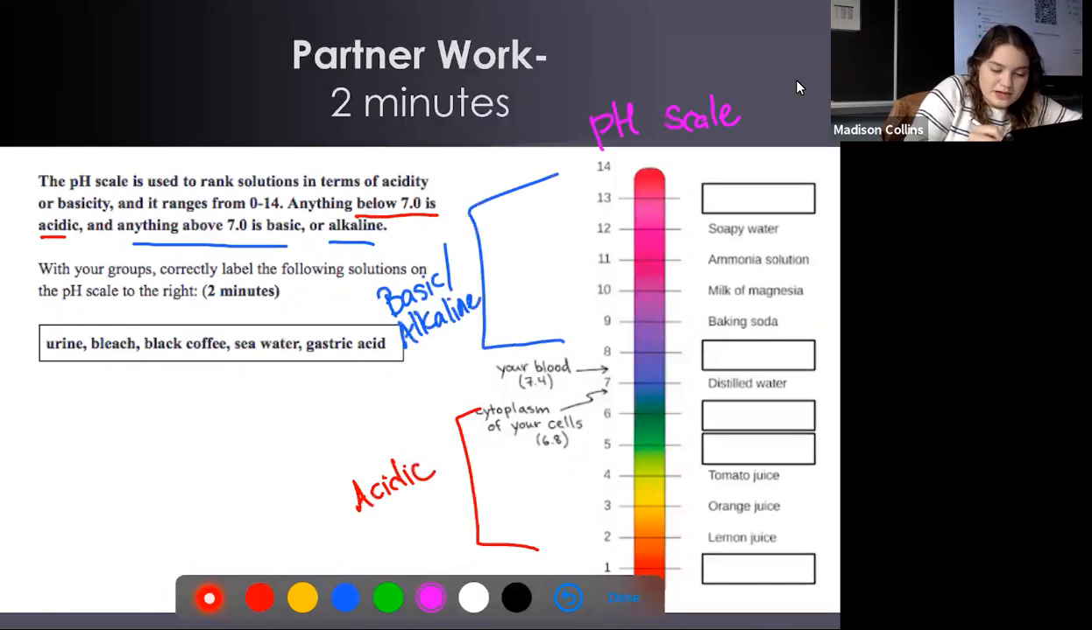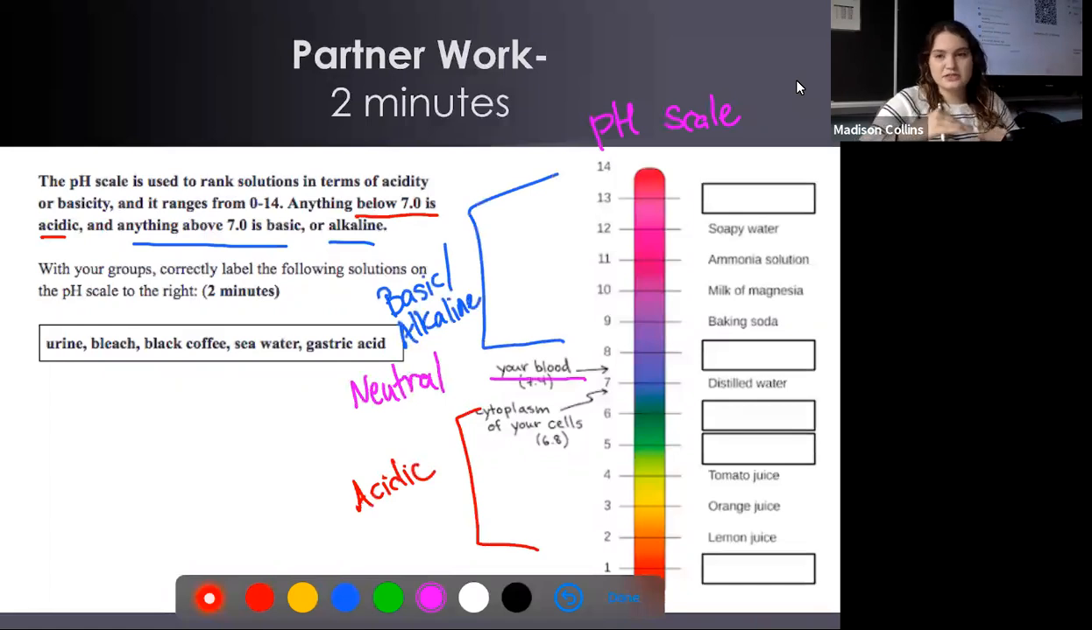And 7 is going to be our magic number right here. 7 means a neutral pH, so it's neither acidic nor basic, it's perfectly neutral. And something that has a pH of 7, that neutral pH, is going to be water. So water is basically our middle ground for whether things are going to be acidic or basic.